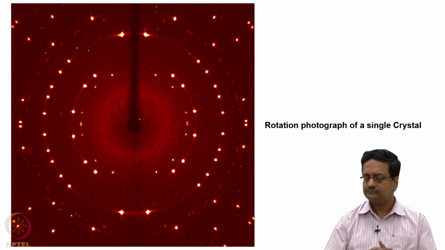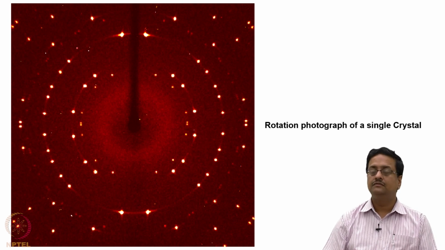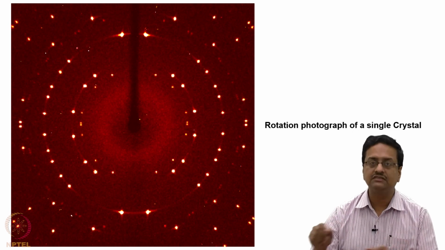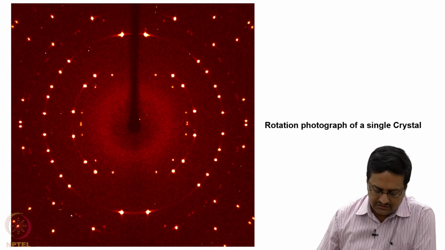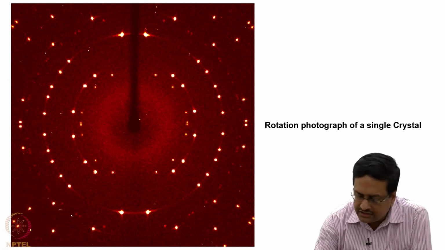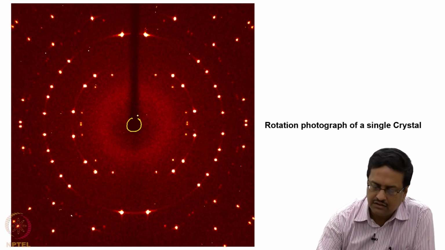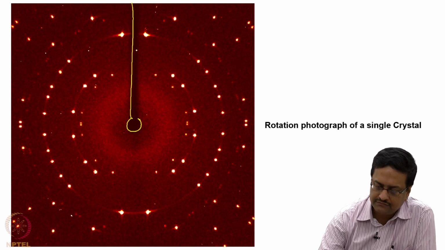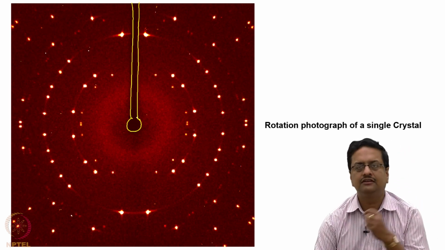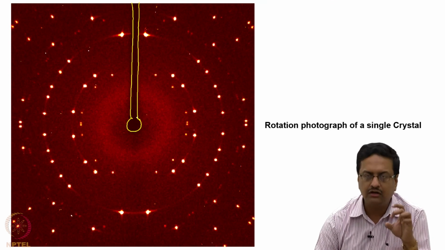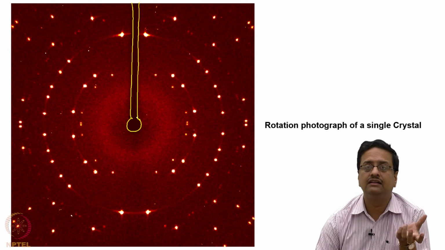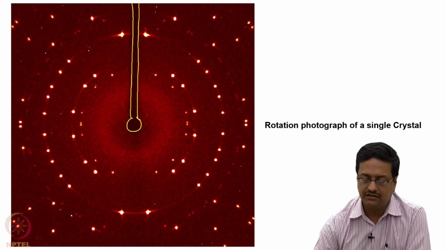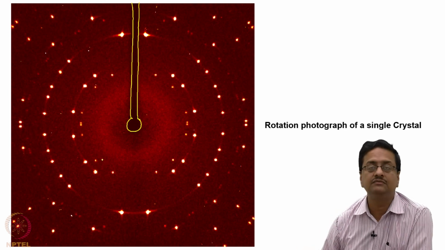So, here what we have is an excellent rotation photograph from a single crystal. You see here, this is a two-dimensional image where the bright spots are diffraction spots and there is a dark spot or a dark region in the middle, which is the shadow of the beam stop. That means in front of the X-ray beam you have a block of lead which stops the direct beam from falling to the detector and prevents the damage of the detector. And now what we see, these bright spots are all centrosymmetrically related.